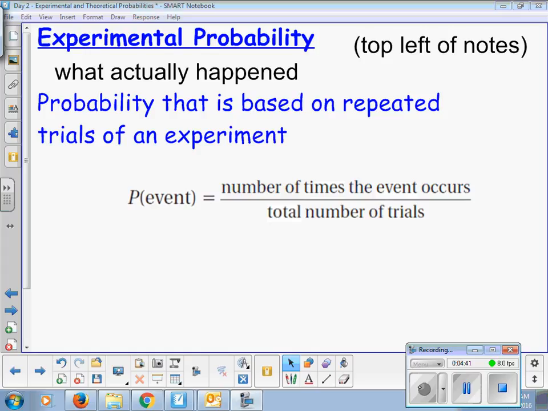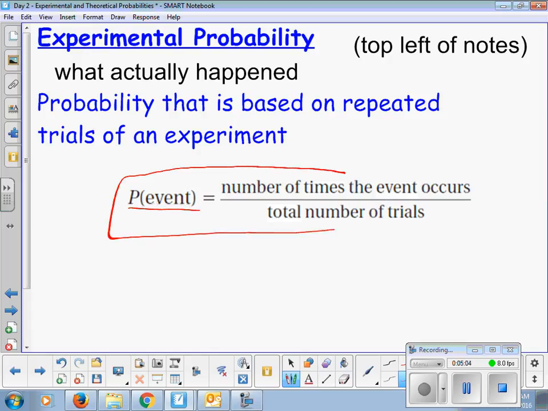Back in your notes section, which is the top left-hand corner, we are filling in our next vocabulary word, and that is experimental probability. Experimental probability is what actually happened. It's probability that is based on repeated trials of an experiment, and your probability of the event is the number of times the event occurs over the total number of trials.